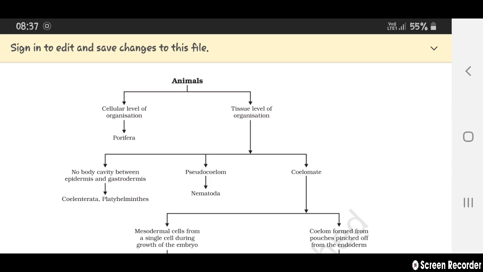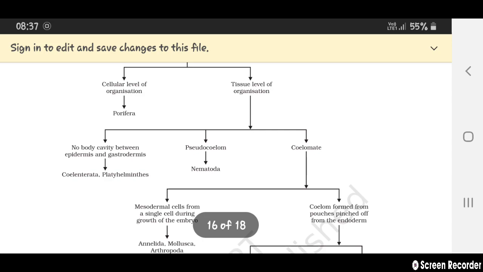For them, nematoda come under this pseudocoelom example. And coelomate, there are two types. One is where mesodermal cells form from a single cell during growth of the embryo. Another one is coelom formed from pouches pinched off from the endoderm.